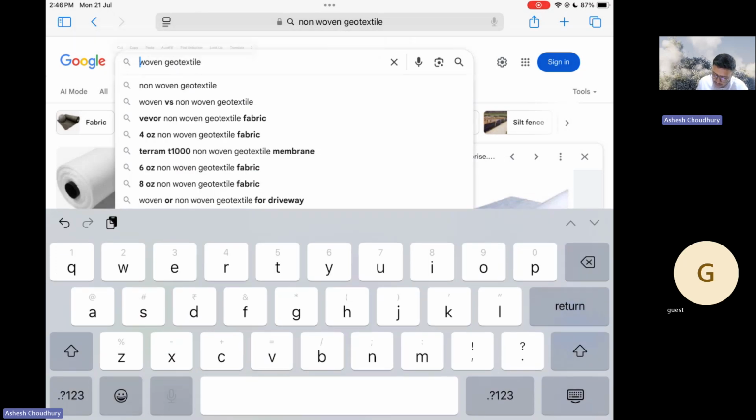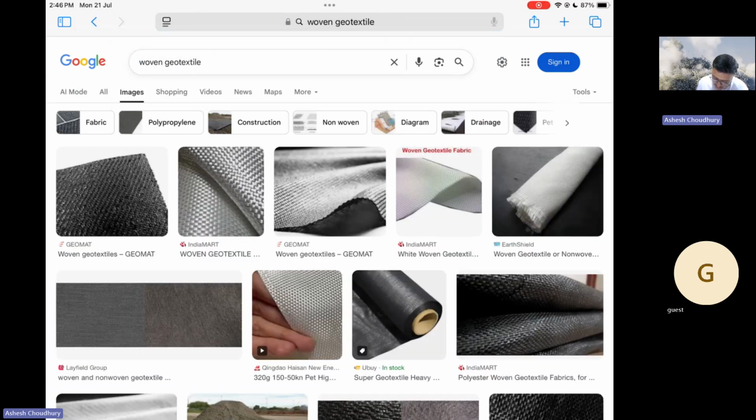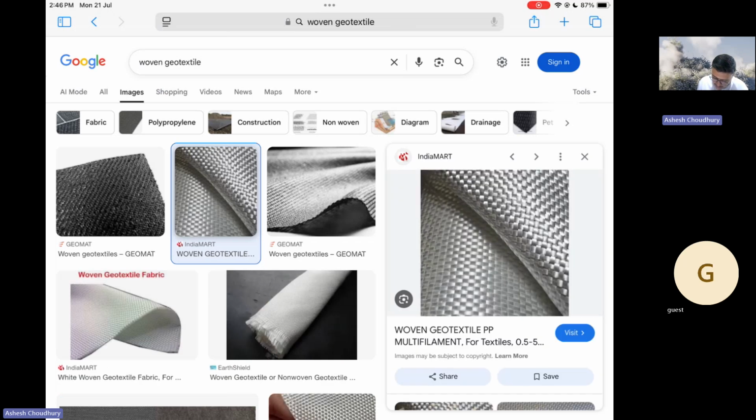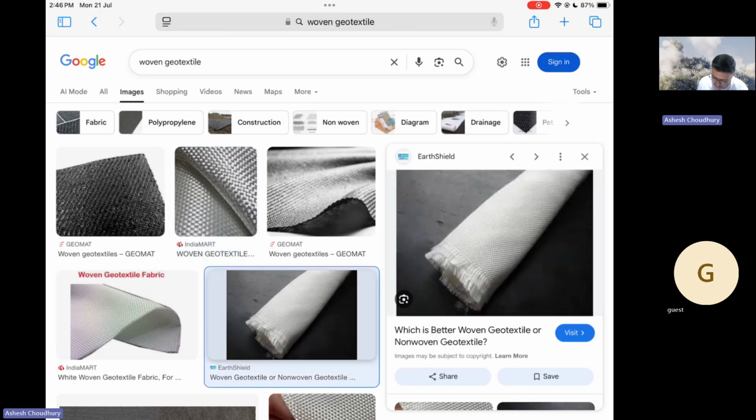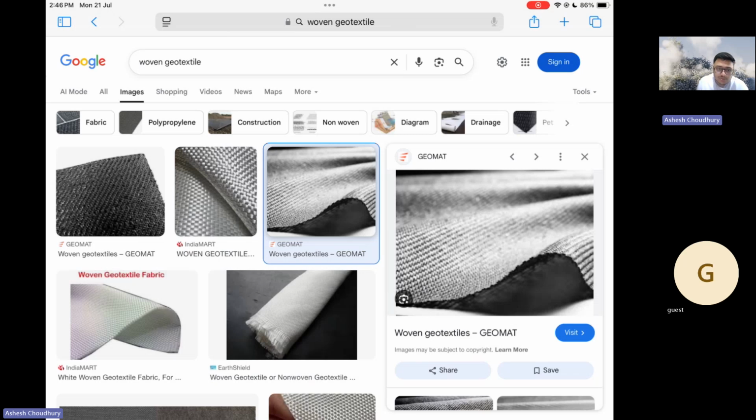If I want to show a woven geotextile, it is of this kind. You can see these properly. These are woven. You can easily differentiate them. So these are easily distinguishable, right?